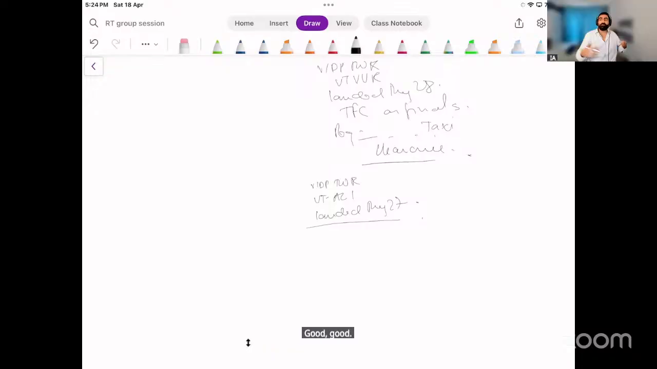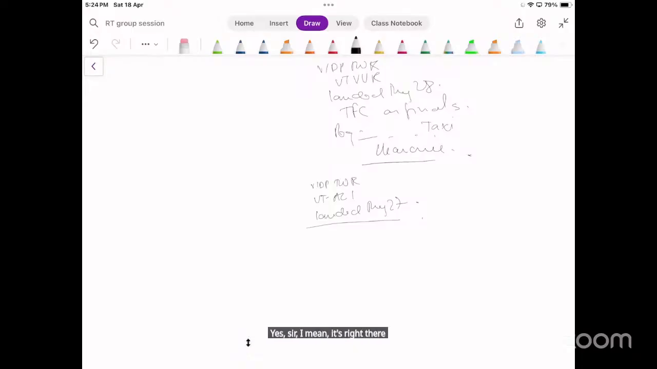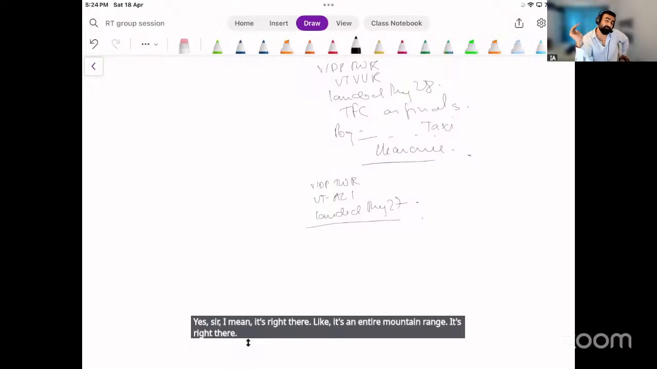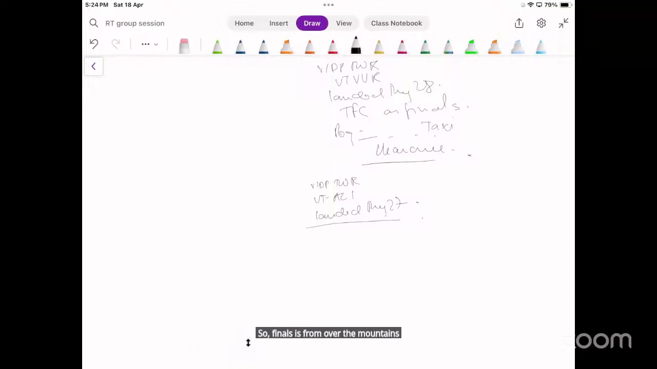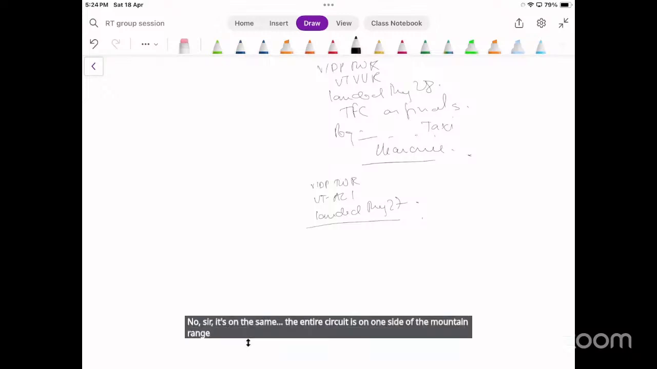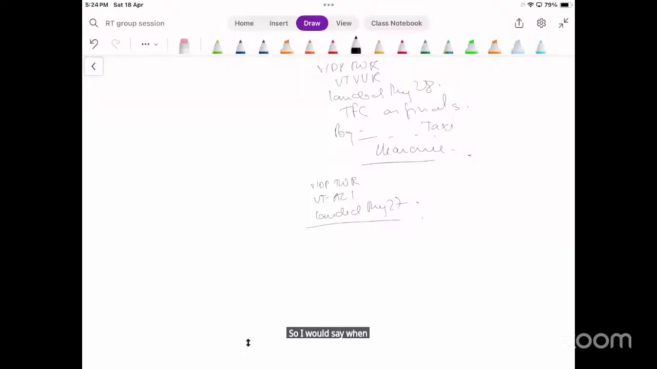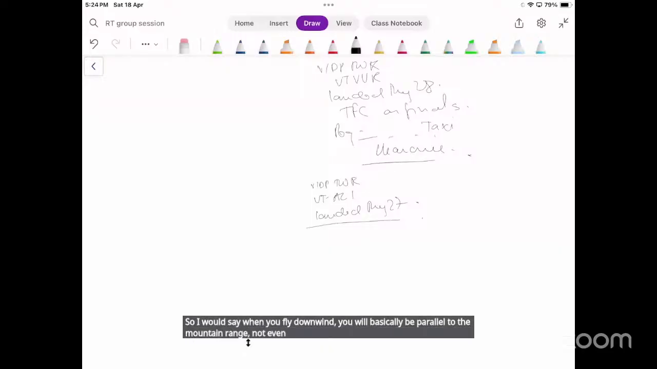So you can see those mountains from finals also. Yes, sir. It's right there, an entire mountain range. So on finals, would you say you are over the mountains? No, sir. The entire circuit is on one side of the mountain range. When you fly downwind, you will basically be parallel to the mountain range, not even more than 1 nautical mile from it. 1 to 2 nautical miles at most.